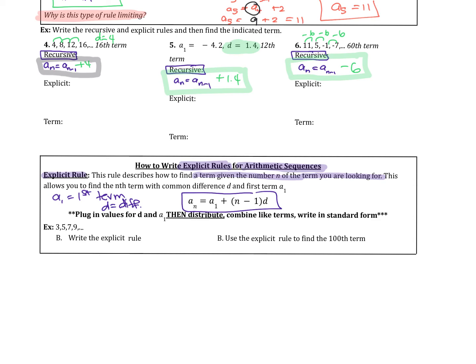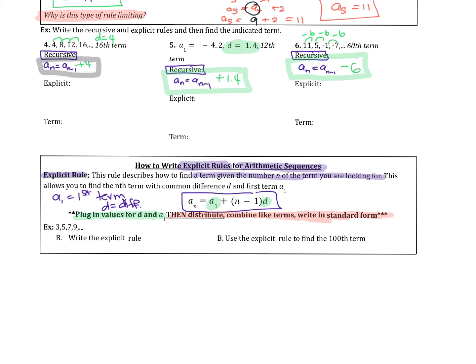Now, a couple of things. We talked about with a recursive rule that the only thing you have to do is plug in d, and that's not the same with the explicit rule. You need to plug in d, and you need to plug in a sub 1. And here's the really big thing: then you need to distribute, combine like terms, and write in standard form.